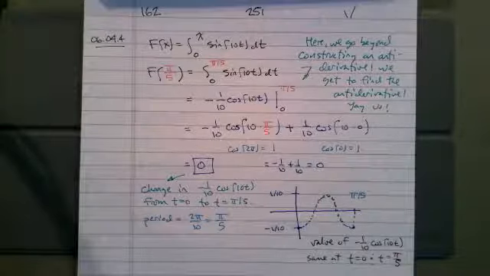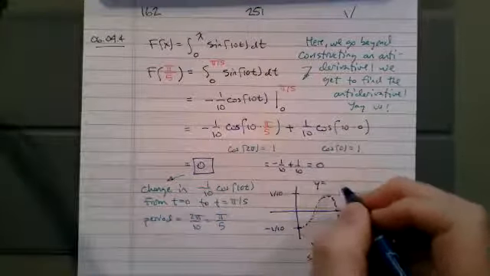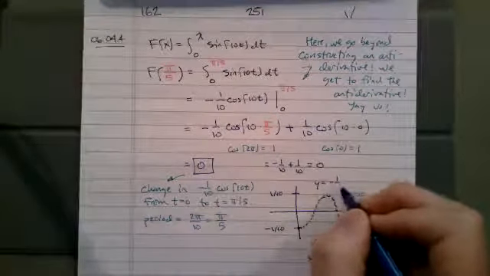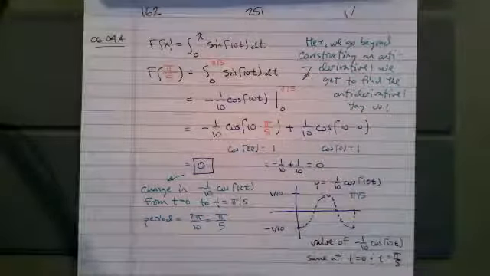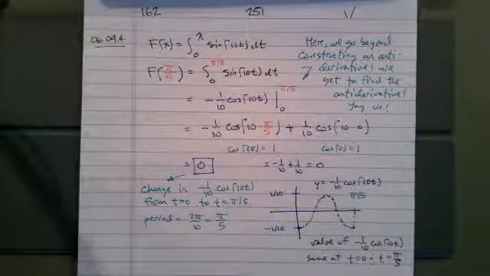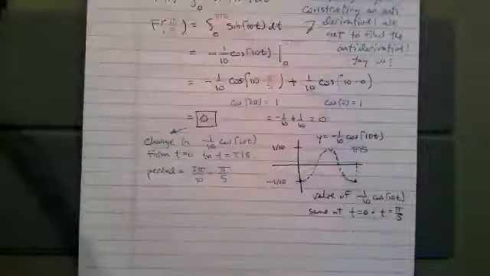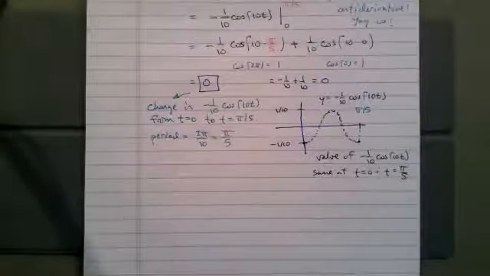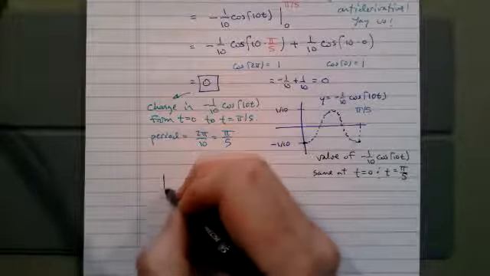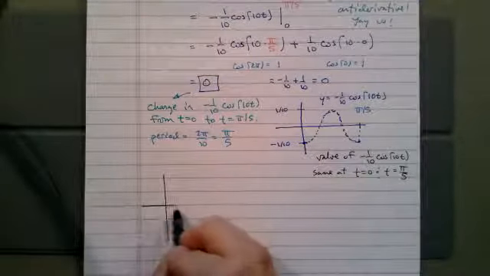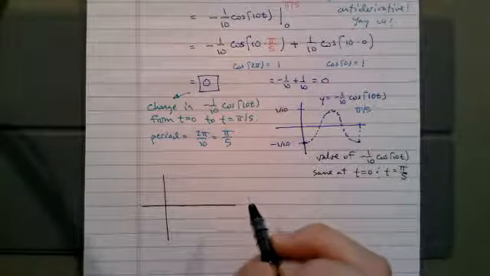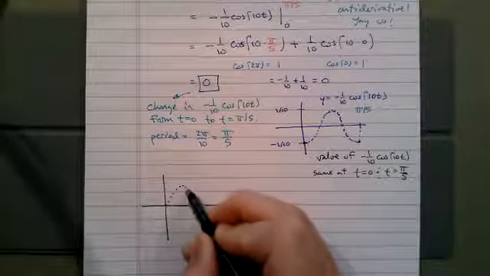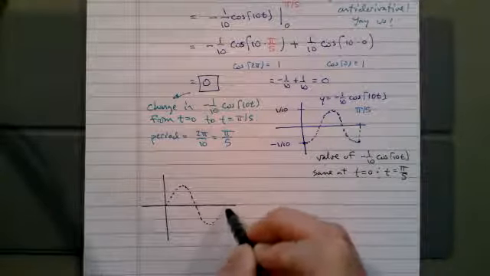So here's the graph of y equals negative 1/10 cosine of 10t. If we look at the graph of sine of 10t, which will be the derivative of this function, sine of 10t will start off at 0, go up to a 1, down to negative 1, and back up to 0.